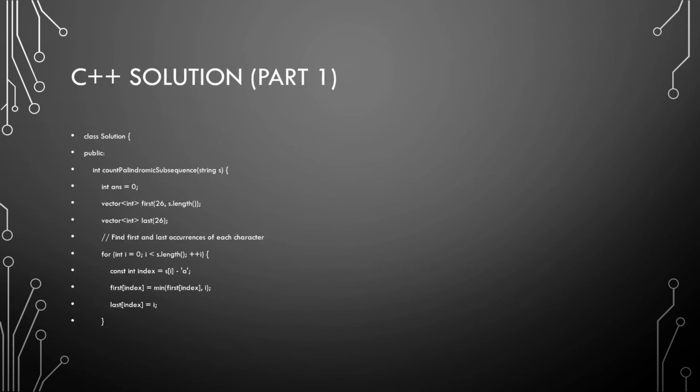Now let's dive into the code. Here is the first part of the C++ solution. We declare two vectors to store the first and last occurrences of each character. Then we loop through the string to fill these vectors accordingly. By doing this, we ensure that we know the positions of the first and last appearances of each character.